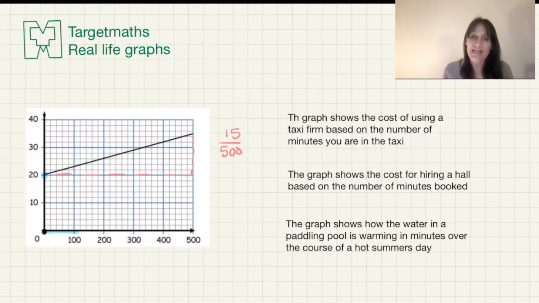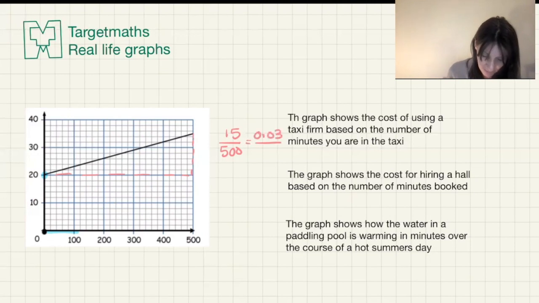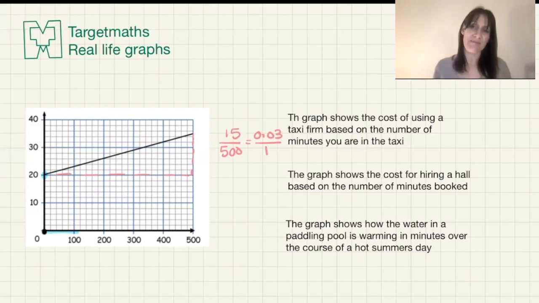Now, I've said, if you can get it down so that one's on the denominator, you can often talk a little bit easier about what is happening. So I'm going to divide through by 500. Okay. And that is going to give me 0.03 on the top and 1 on the bottom. So what this taxi firm is doing is it's charging me £20 flat rate, and then it's going to charge me 3p for every minute that I spend in his taxi. Okay, so that's the interpretation of that story.